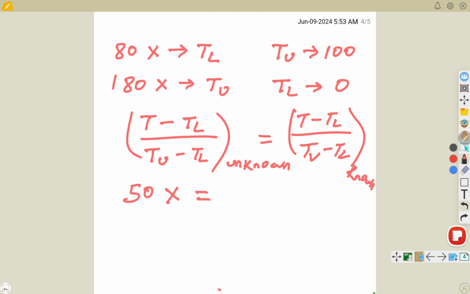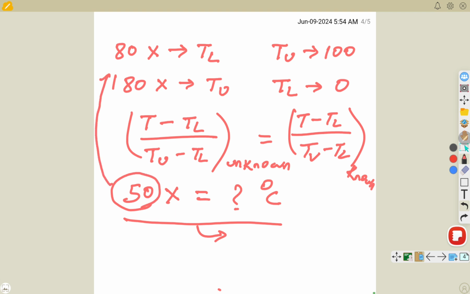50x is equal to how much in degree centigrade? For this, we have to choose the option none of the above, because this 50 doesn't lie between 80 and 180. It should be between the lower limit and the upper limit.